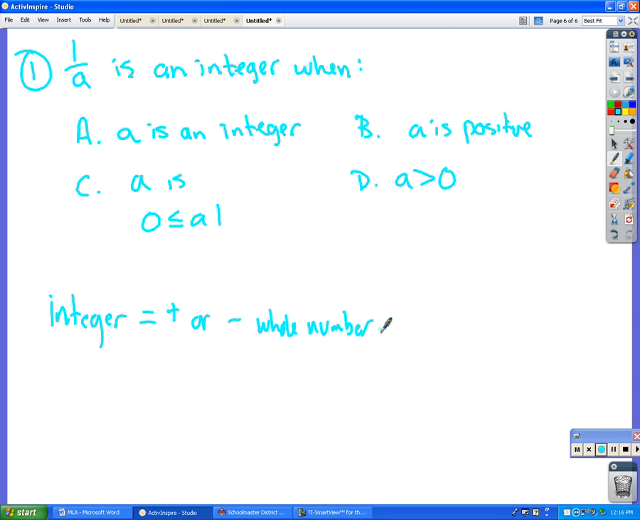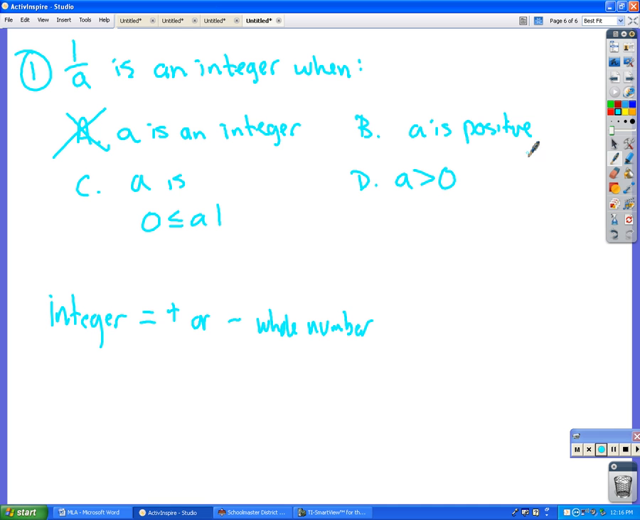Okay? So if I want to go 1 over a and I want to get a positive or negative whole number as an answer, will that work if a is any integer? In other words, if a is 5, will 1 over 5 be an integer? No, that would be a fraction, which is called what kind of number? A rational number is a fraction. An irrational one is one that can't be, okay?